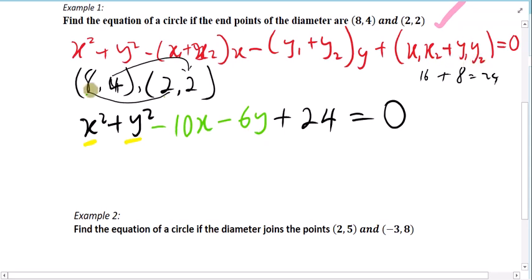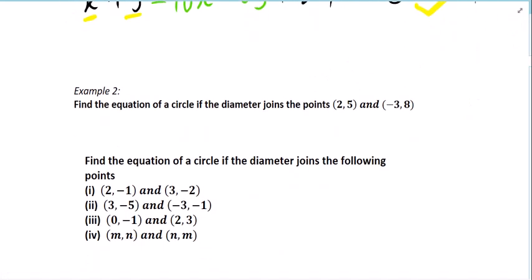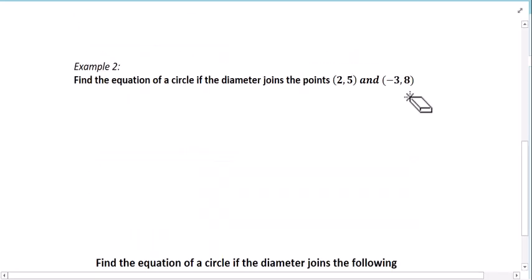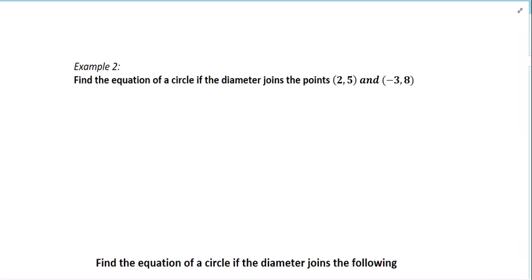Then we come to the constant. We multiply the 8 and 2, which will give us 16. Then plus the product of y1, y2, which is 4 times 2, 8. So 16 plus 8 giving us 24, and they are all equal to 0. So that will be the equation of the circle we have there. So let's move on. Okay, let's go to the second question, then we see how we can go about it.